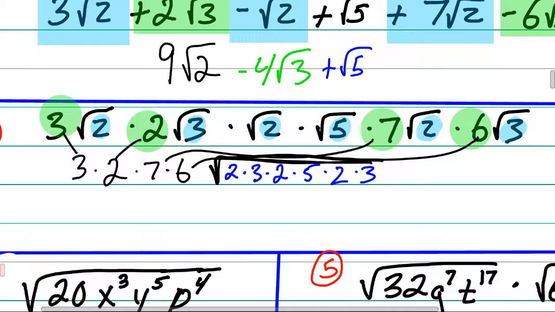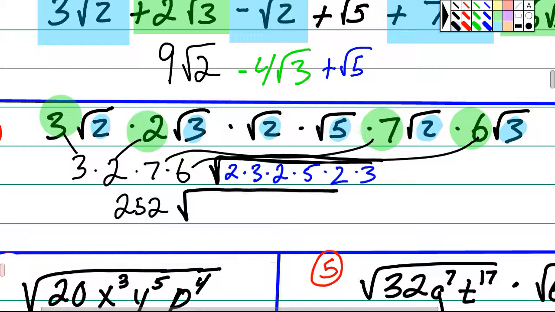So what is 3 times 2 times 7 times 6? So that comes to 252. So that's on the outside. So we get 252. Then I've got the square root of 2 times 3 times 2 times 5 times 2 times 3. So what is it? Oh, I don't know, I think it's 360 though, from what I recall. Let's pretend it's 360 if it's not.